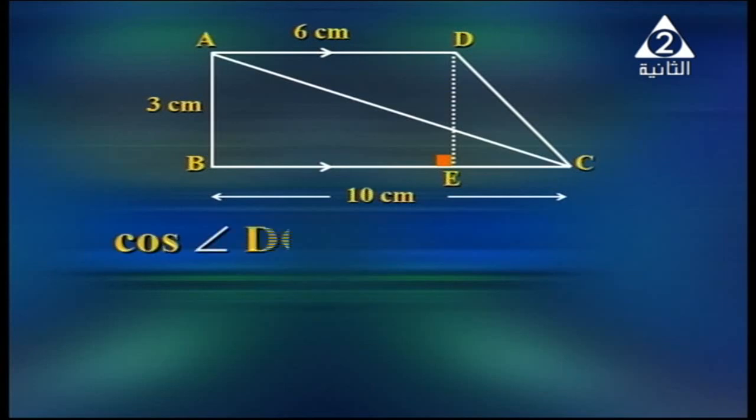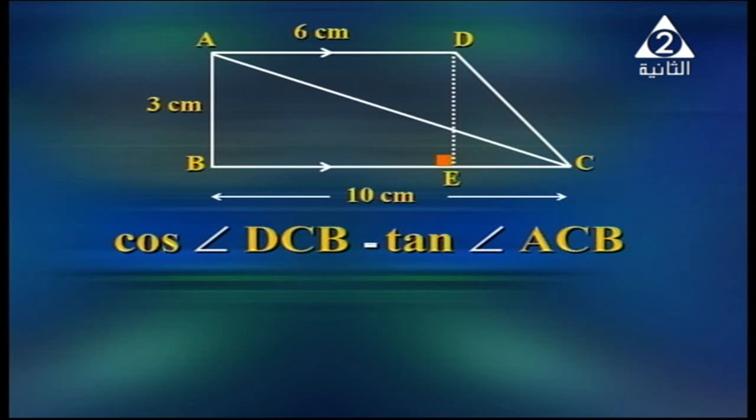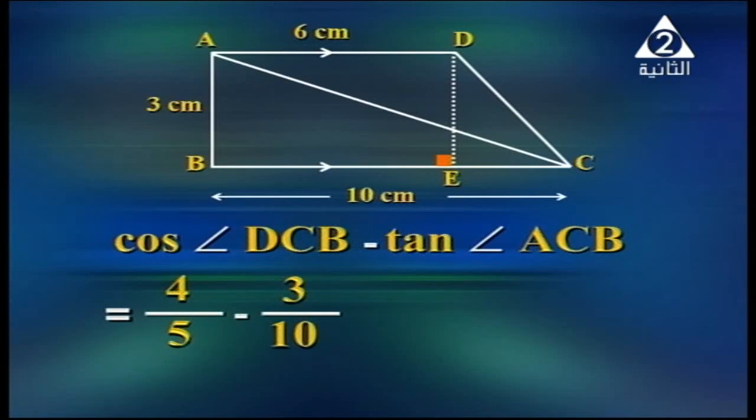Then what about cosine angle DCB minus tan angle ACB? Try to look carefully at angle DCB. This angle is in triangle DCE, so its cosine is adjacent over hypotenuse, which is equal to 4 over 5. Minus, what about tan angle ACB? Try to join AC as given in the figure in front of you. What about angle ACB? What about its tan? It's opposite over adjacent, so it is 3 over 10.